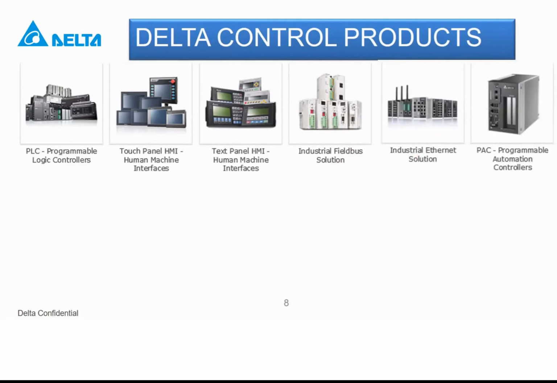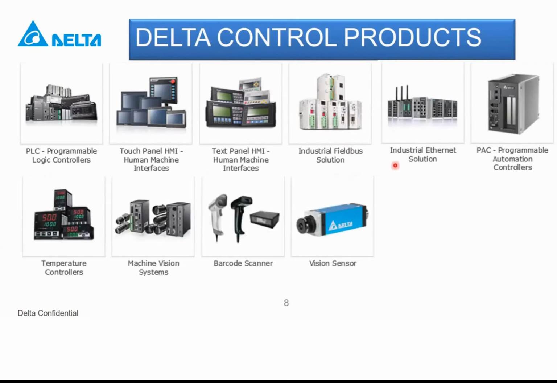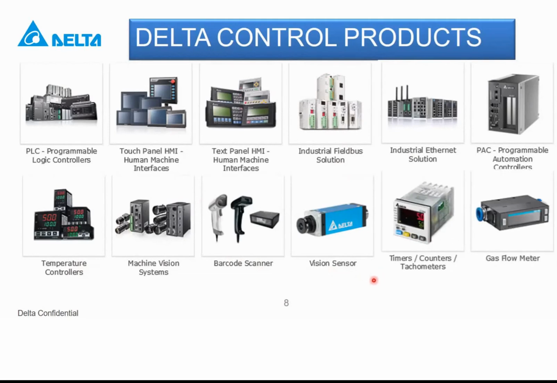And also we have internet switches, we have PC-based controller. So these products are part of what we call control products. You also have temperature controller. This is more or less like a process controller. You can use this to control your machine, depending on the type of machine that you are making that is temperature sensitive. We have machine vision systems, we have barcode scanner, we have vision sensor. We also have process counter, timer, tachometer, gas flow meter.